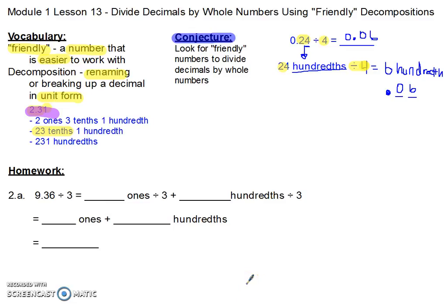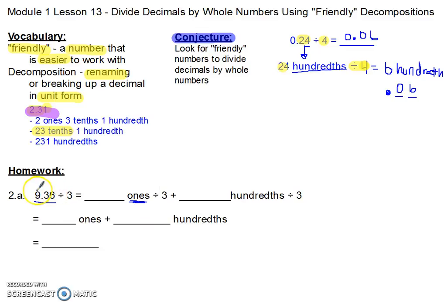Let's take a look at 2A. Now, sometimes the homeworks are trying to help you out, but it ends up making a problem look really confusing. So I'm going to try to clear up some confusion here. They're basically asking you to do the same thing we did up here, but break it down into parts. So they're saying, take a look at 9 and 36 hundredths, and they want you to break it up into ones. They're telling you what they want you to break it up into.